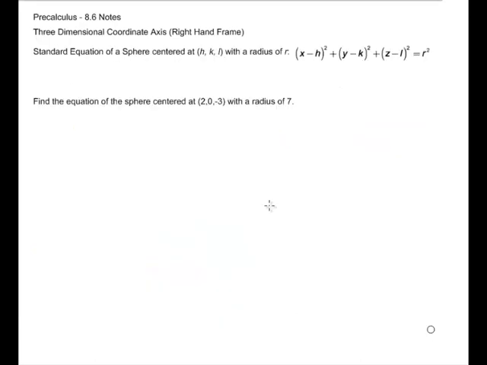Alright, another really cool thing that you can do is graph a sphere, or at least come up with the equation of a sphere. Sometimes graphing them can be really challenging in 3D, but we can come up with an equation of a sphere. And just like with a circle, it's just going to be the x-coordinate squared, the y-coordinate squared, and the z-coordinate squared equals radius squared. So it really isn't too different from the things that you've already talked about with circles.